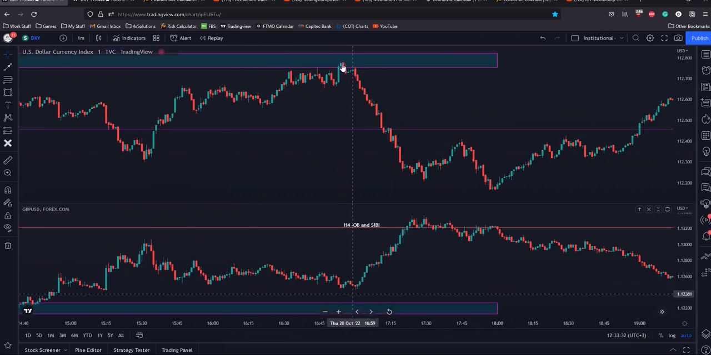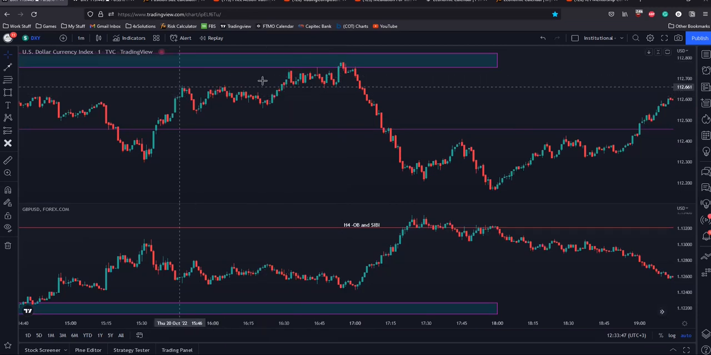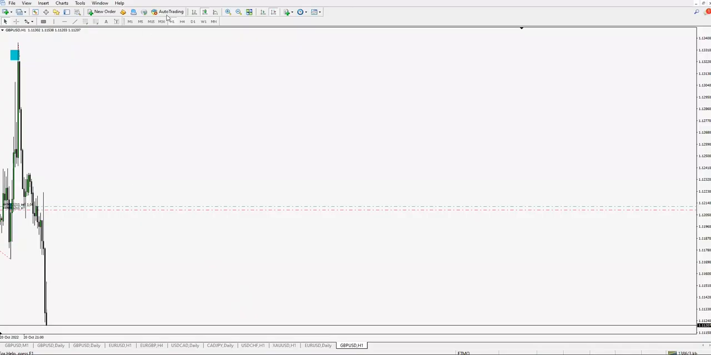Once it had closed that void over there. So you want one of them when it's in the void to close it. Only once it's closed or in the void do you look for SMT. So all of this here before this price action is irrelevant. Only once it taps into the void on the 1 hour does it become interesting.